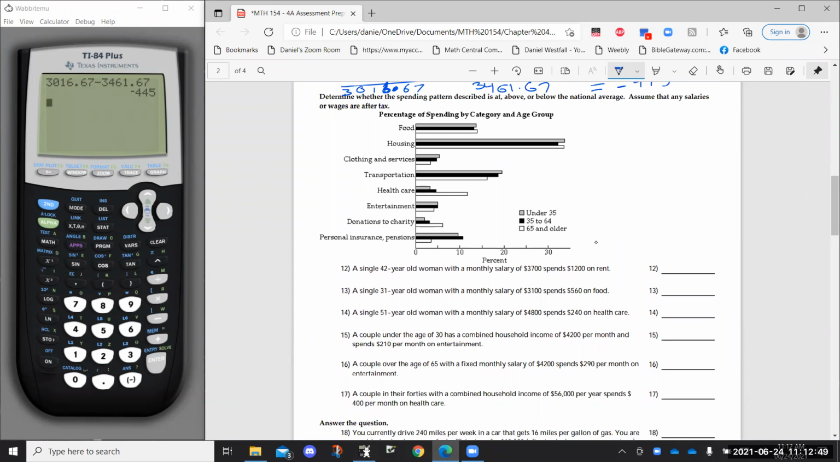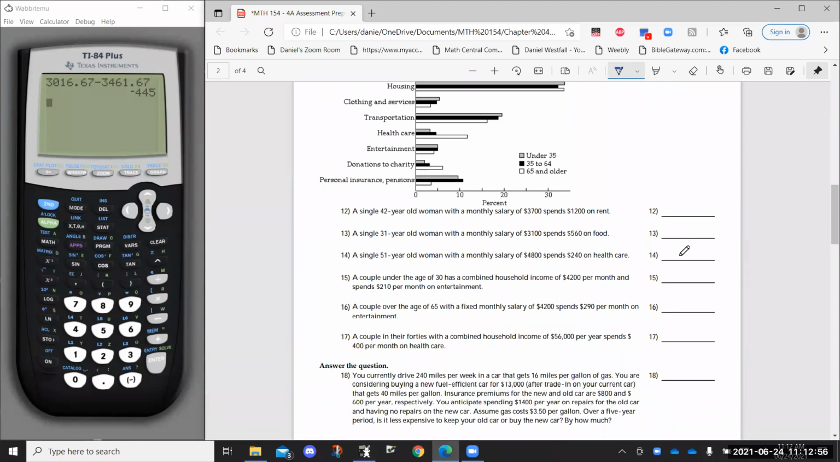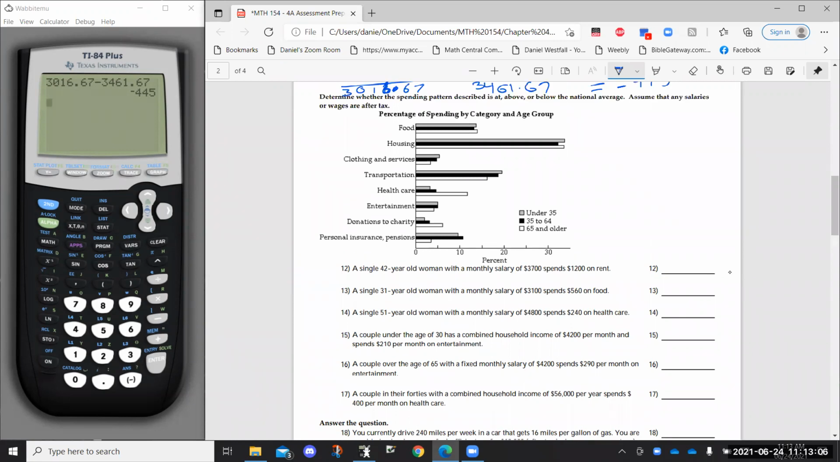Determine whether the spending pattern is at, above, or below the national average. I'm just going to put the word at, above, or below on the line here. So a single 42-year-old woman, monthly salary of $3,700, spends $1,200 on rent. So I'm looking for 42-year-old woman is going to be in the dark black box there. We're looking at housing. So regular is somewhere right above 32%.